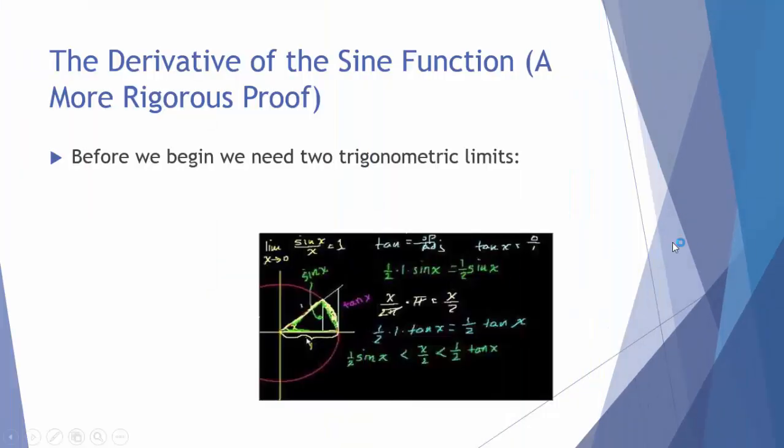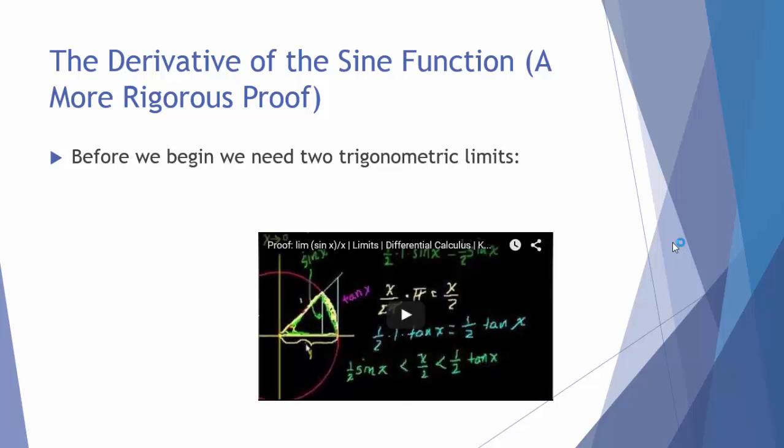So before we can do the rigorous proof, we actually need to go ahead and pick up two trigonometric limits. We need to look at the limit as x approaches 0 of sine x over x and the limit as x approaches 0 of cosine x minus 1 over x. Those two limits are imperative to actually being able to prove, well, what is the derivative of sine x? What is the derivative of cosine x?